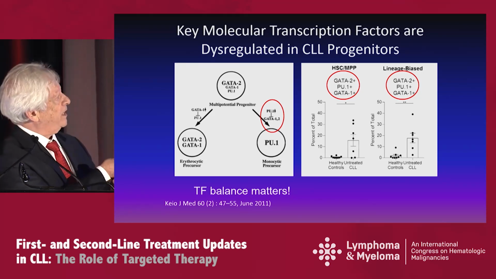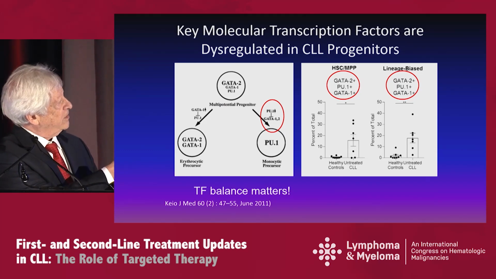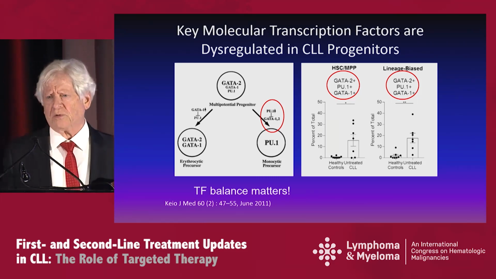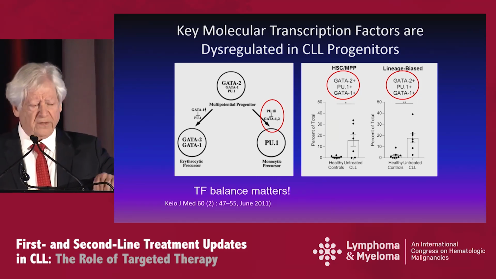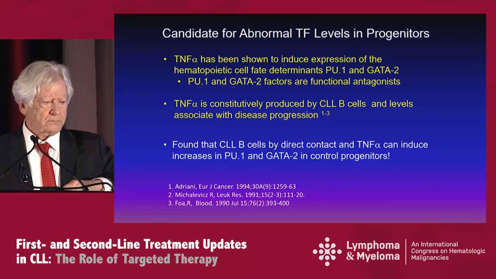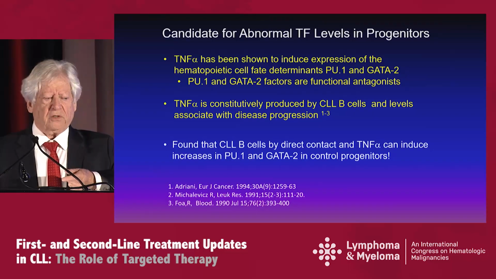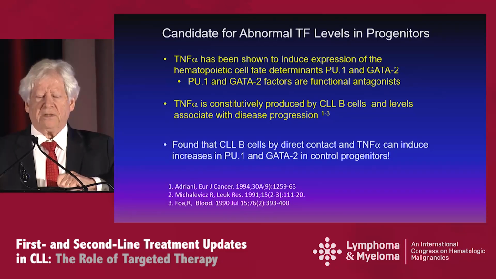And what you see on the right-hand side of the slide is our finding when we looked at 2 different progenitor populations. There is a very unusual triple positive progenitor population. This is obviously not transcription factor balance, and we believe is implicated in this dysfunction that I just outlined for you. Now, an interesting thing about this is that TNF-alpha has been shown to induce expression of these hematopoietic fate determinants, PU1 and GATA2 for sure.